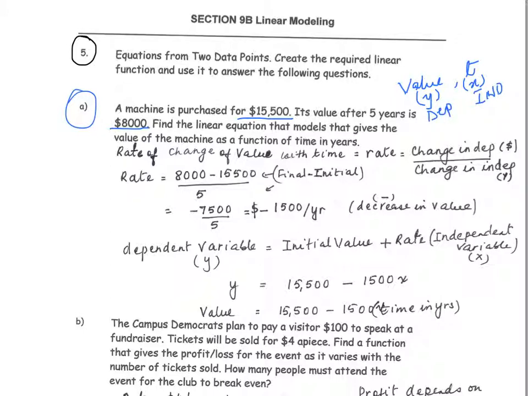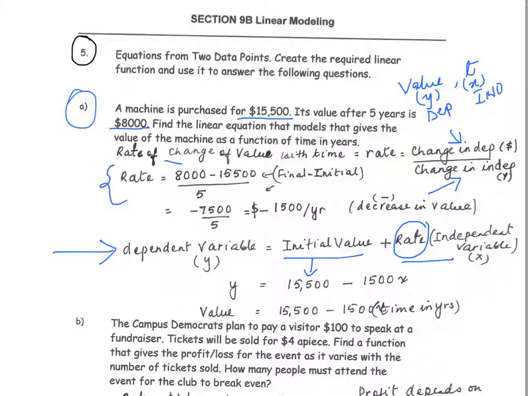So find the linear equation that models this particular relationship between value and time. So in order to write down the equation, remember that this is the equation, y equals mx plus b. We know what the initial value of this particular machine is. So it's 15,500. So that's the initial value of the machine, 15,500. All we need to know is the rate of change of value with time. So the minute I say rate, it's the same as slope. The change in dependent variable over change in independent variable. So let's see how the value of the machine has changed over 5 years, and that'll give us the rate.